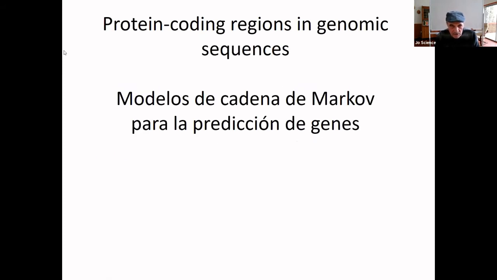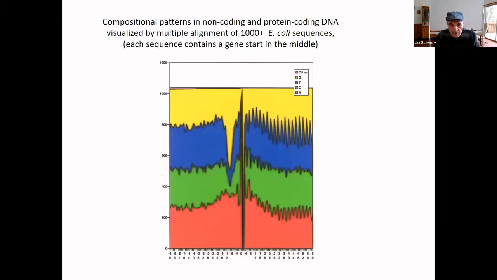So how to make prediction of protein coding regions in genomic sequences? Now I go to what I mentioned about the positional frequencies. Indeed, we cannot accomplish much with just uniform models. We need to look into some interesting patterns which exist in protein coding regions and distinguish them from non-coding regions.